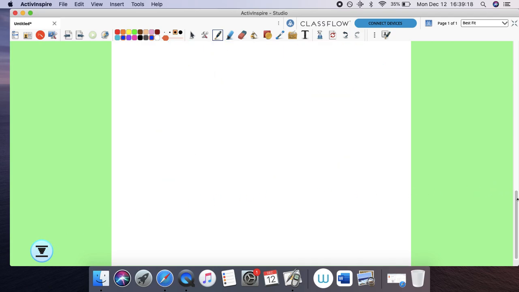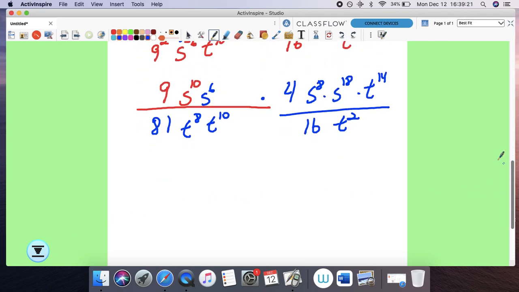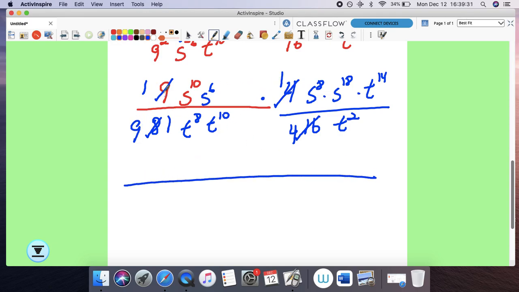Alright, so let's see if I can do that. So let's do the numbers first. If I simplify, that becomes 1, this becomes 4. That becomes 1, and this becomes 9. So 1 times 1 on the top is just 1. I'm not even going to write that. And then at the bottom, 9 times 4 is 36. On the top, I have S10, S6, S8, S18. So it's S, and I can add 10 plus 6 plus 8 plus 18. That's 16 plus 8 is 24. 24 and 18 is 42. So I get S to the 42nd power. And then T to the 14.